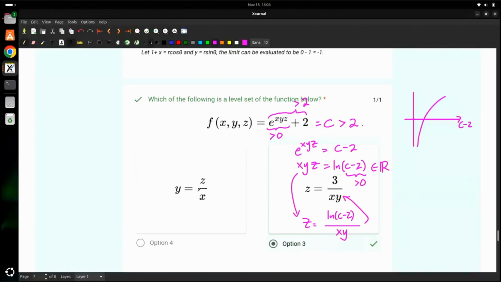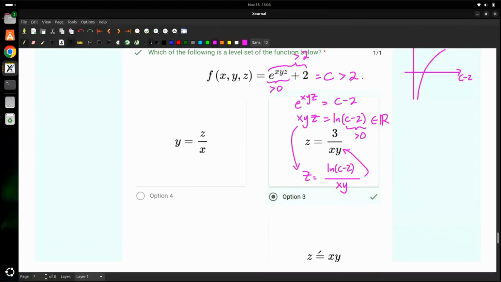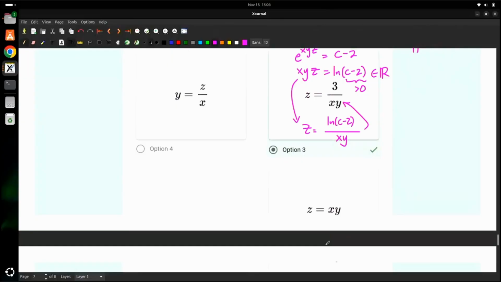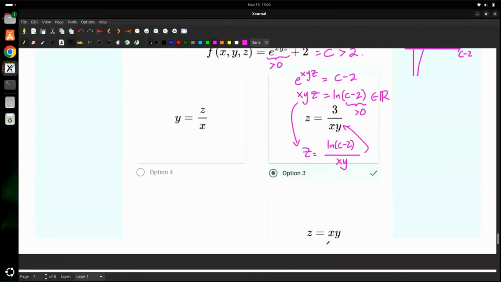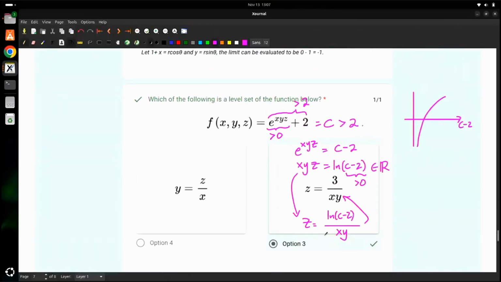This is not the correct answer because z equals xy is not like z equals something over xy. So option 4 cannot be the correct answer. Then z equals xy is basically the same as this option, so if you choose option 4, you should probably also choose option 2. That's a hint telling you that options 2 and 4 are not the answer. Then this other option is certainly to trick you because it's minus 2, but how can the exponential function give you something that is negative? Not possible. So the only possible and correct answer will be option 3.